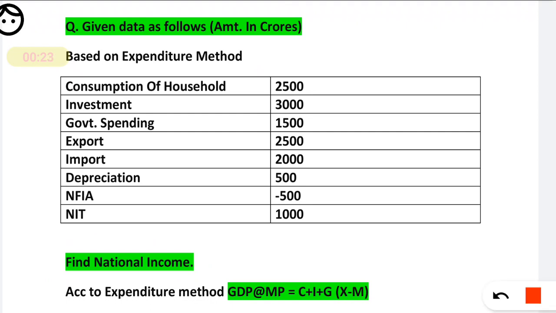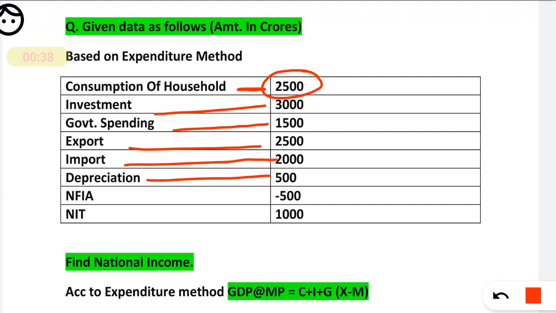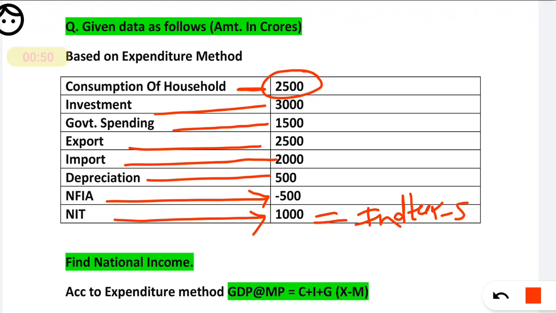Given in the data, consumption of a household is 2500, investment is 3000, government spending is 1500, export is 2500, import is 2000, depreciation is 500, net factor income from abroad is minus 500, and NIT, the net indirect taxes, is 1000, which means it is the indirect taxes minus subsidy. Okay, that is the net indirect tax. So that much data is given, and they are saying compute the national income.